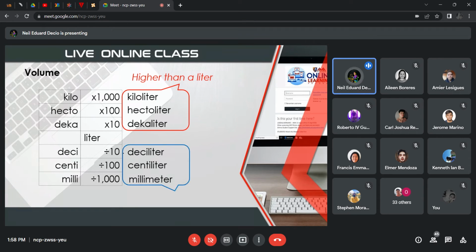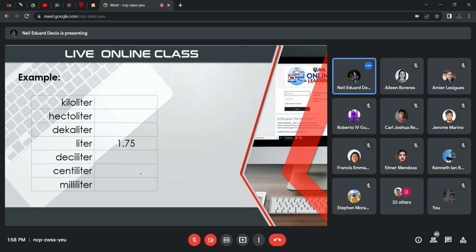Yan. So again, a decaliter is times 10, hectoliter times 100, and then kiloliter is times 1,000 of a liter, and then deciliter is 10 times less, centiliter is 100 times less, and milliliter. Yan, typo lang. Okay, this should be liter. Liter yan ha.